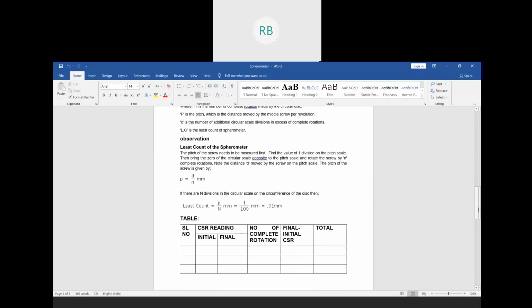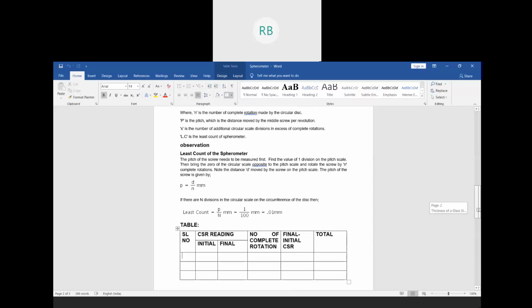Now coming to the next point, table. See, for this we have to take 3, 4 or 5. It's better to take the experiment for 5 readings, okay. Suppose here I am taking 3 only. Initial CSR and final CSR, then number of complete rotations will be in the next column. After that, final minus initial CSR, okay, then total. First of all, we have to understand how to do this.